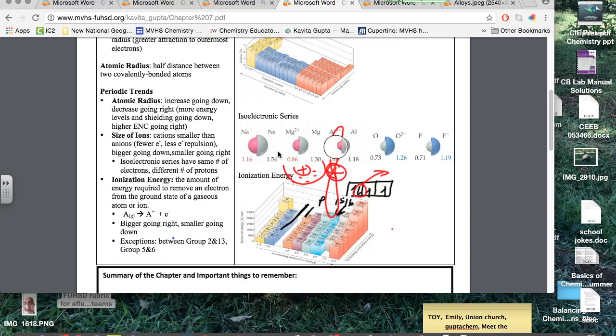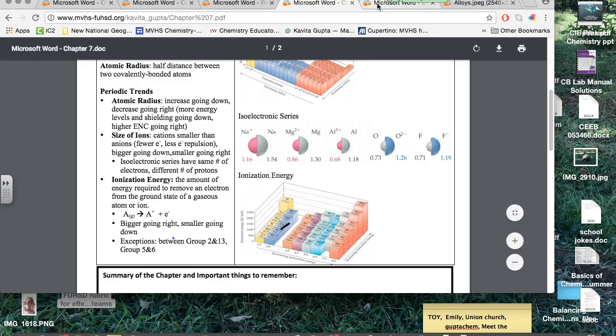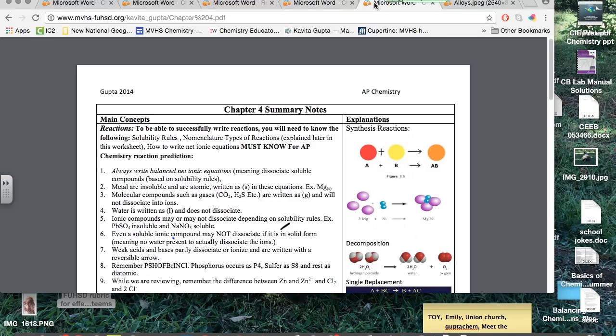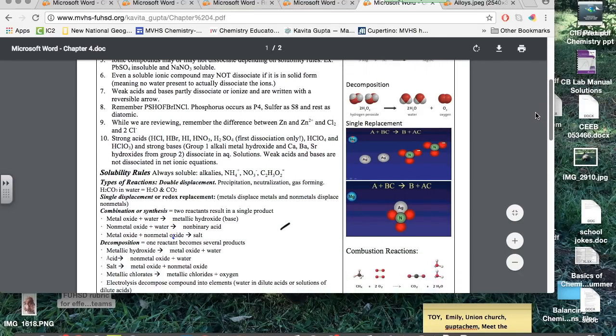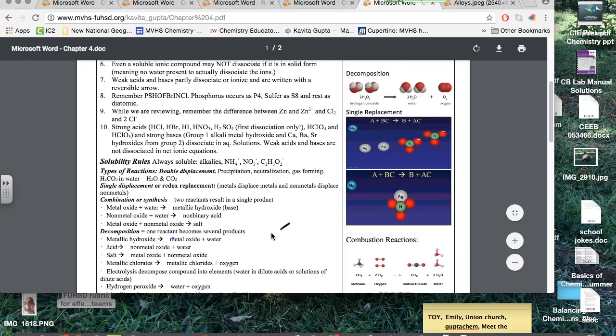And that's where I'm going to end the periodic trends, but I have lots to go. So the next thing I want to go over is titration, chapter 4 summary notes. Reactions is a smaller topic, and I will be dealing with it separately, so I'm not going to address it here, but I'm going to go over titration.